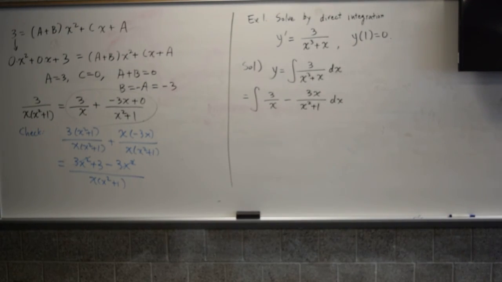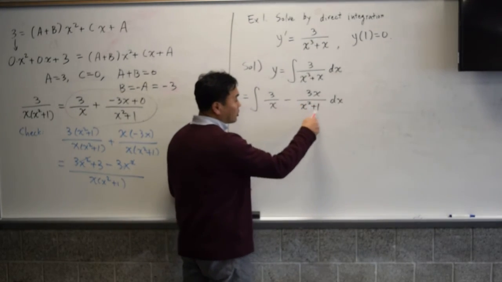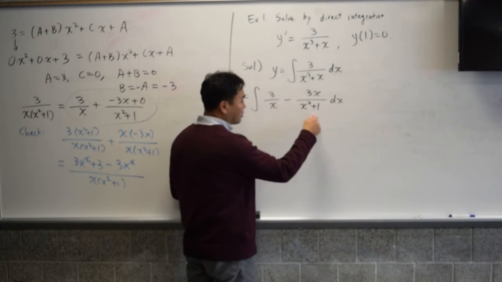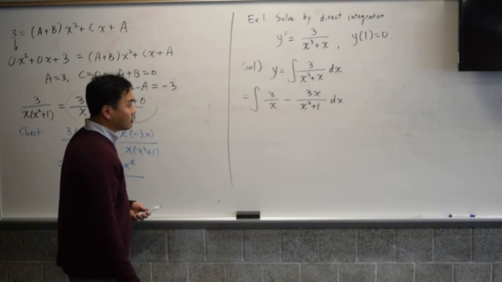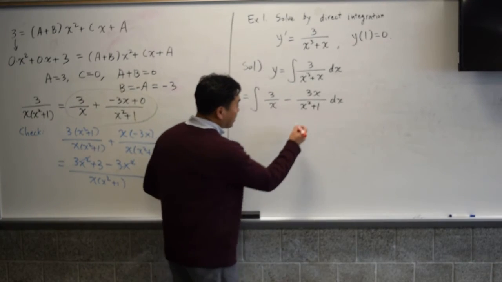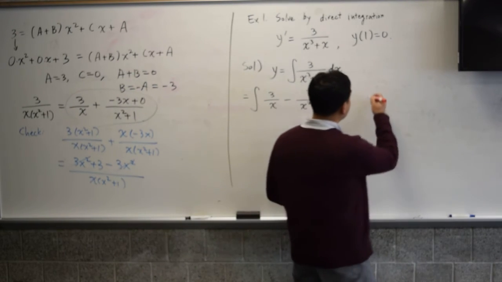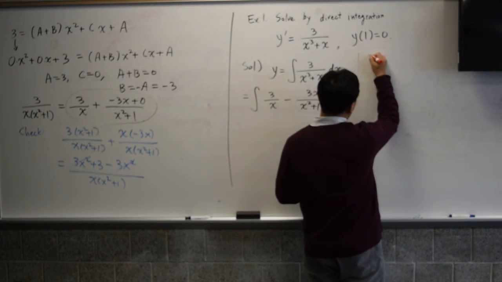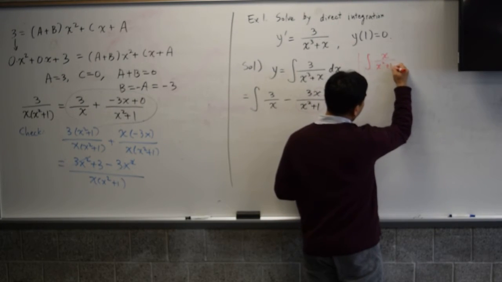In Calculus 2, you also learned something called u substitution. And that's what you need in order to integrate the second part. You want to take u equals x squared plus 1 to integrate. So let me just calculate the integral of this part only using u substitution here. Let's see. Integral of x over x squared plus 1 dx.